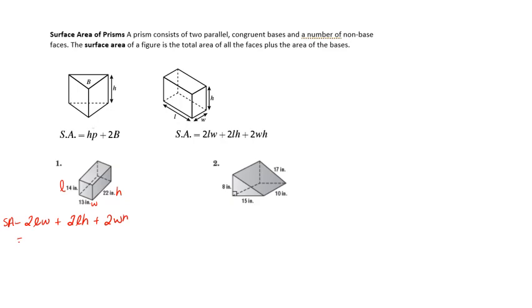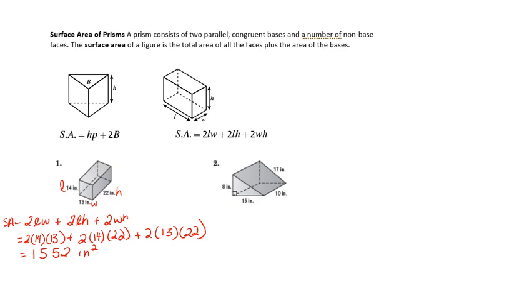All right, so 2 times 14 times 13 plus 2 times 14 times 22 plus 2 times 13 times 22. And when I put that in the calculator, I get 1,502 inches squared. So make sure you can type that in and get that as the solution.